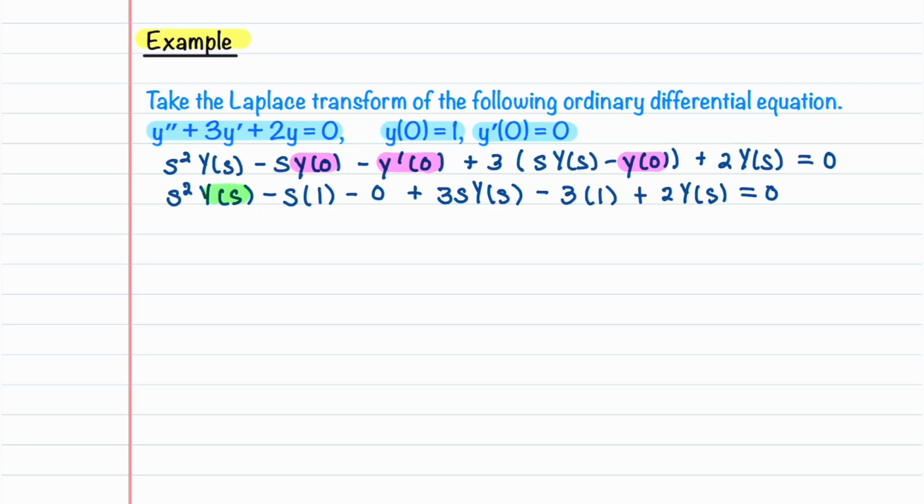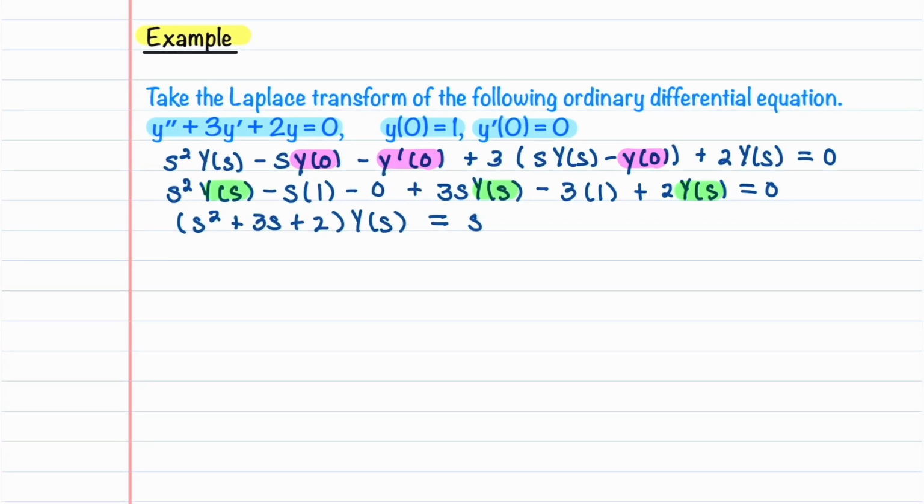Now we're going to combine all the Y of s terms. This gives us s squared plus 3s plus 2 times capital Y of s. And let's put everything else on the other side. This gives us an s plus 3. Now we'll solve for Y of s, and we get the solution Y of s is equal to s plus 3, all divided by s squared plus 3s plus 2.